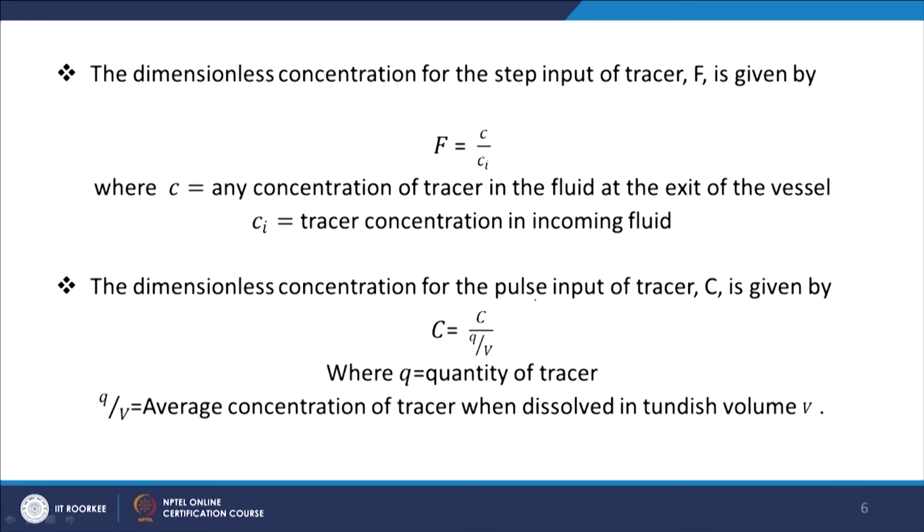The dimensionless concentration for the step input of tracer, F, will be C upon C I. As you know, C is the concentration of tracer in the fluid at the exit of the vessel, and C I, with which you divide that C, is the tracer concentration in the incoming fluid. So, you divide the C which you get by the tracer concentration in the incoming fluid, and that gives one dimensionless value of the concentration, F in that case. That is the step input.